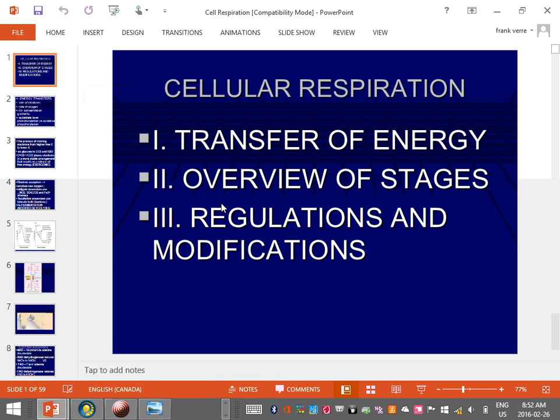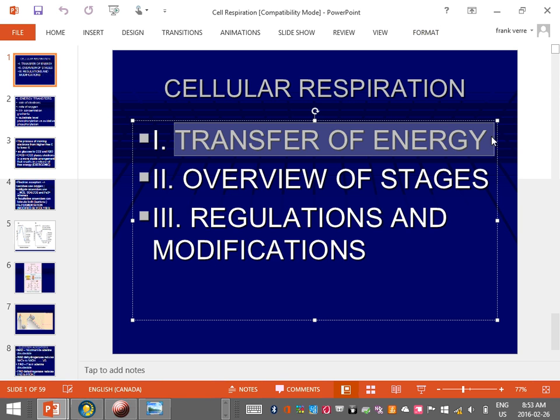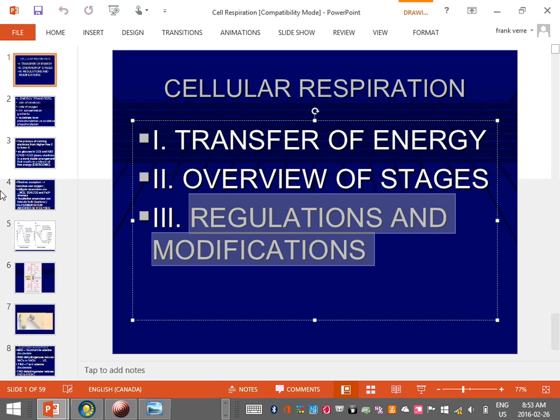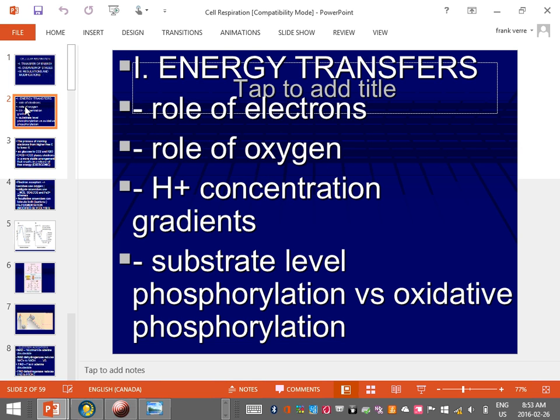Our next chapter. Okay, so we're going to talk about cellular respiration. We're going to talk about how we make energy. All right, so we're going to look at a few things. We're going to talk about how energy is transferred. We're going to talk about the different stages. I think now you know how many stages there are in respiration. There's actually 4. Okay, and we're going to talk about how it's regulated and modified.